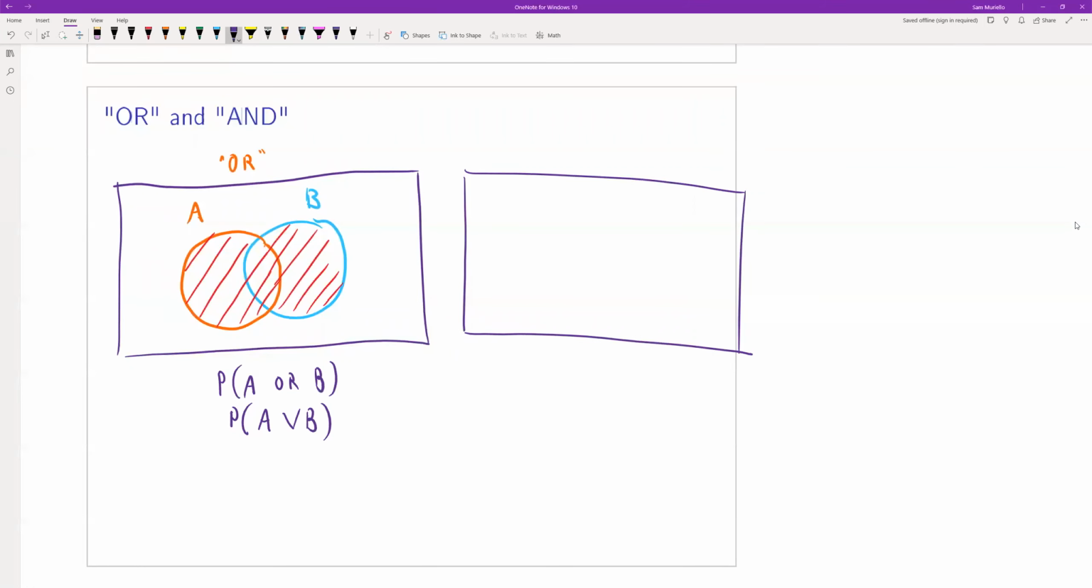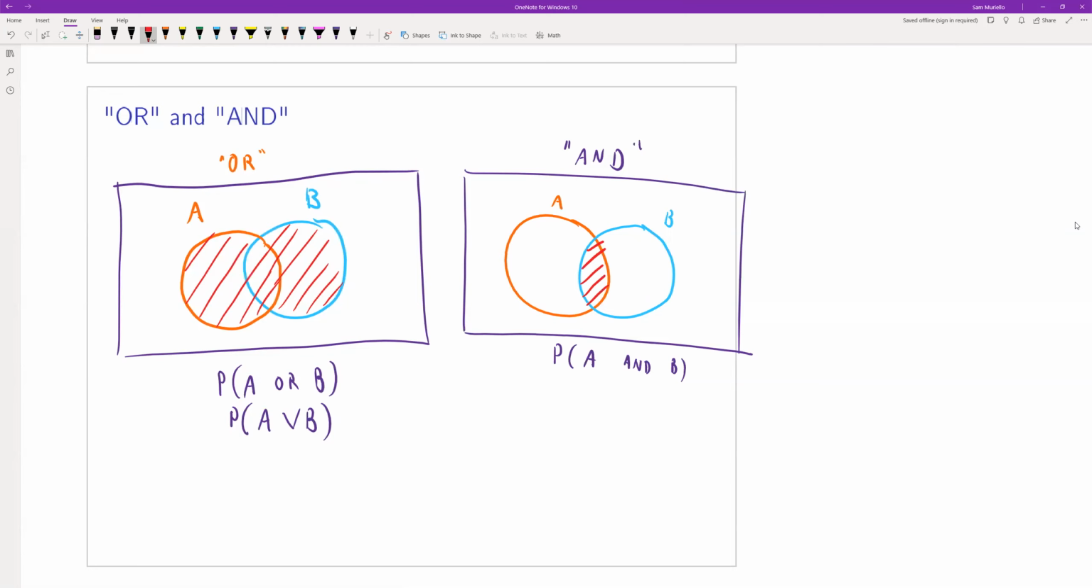We can also consider the idea of "and". Same idea, we'll go ahead and create a circle for A and a circle for B. When we're talking about "and", in the case of the probability of A and B, then we're talking about only the overlap. Both events need to occur in order for P of A and B.